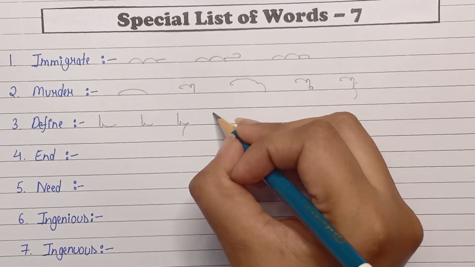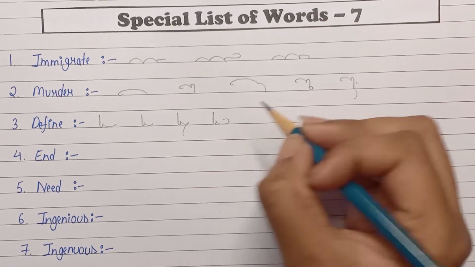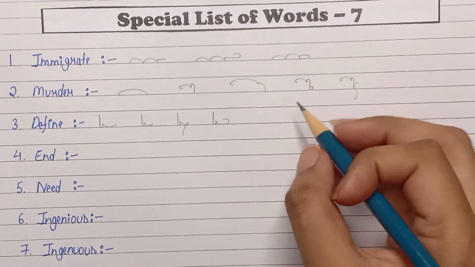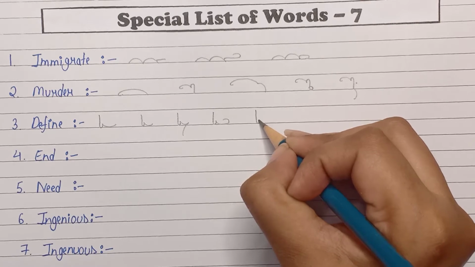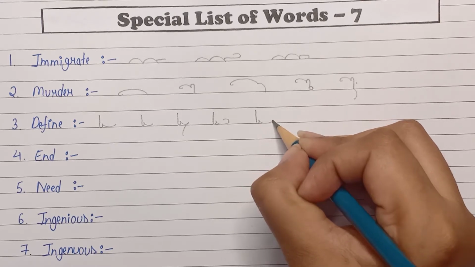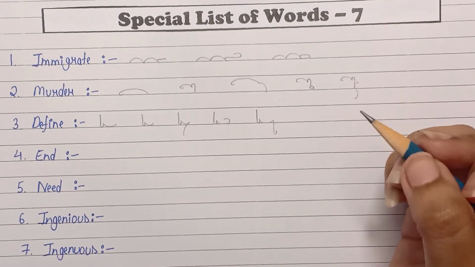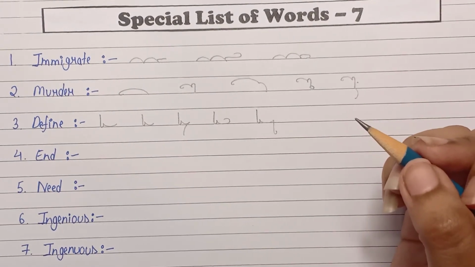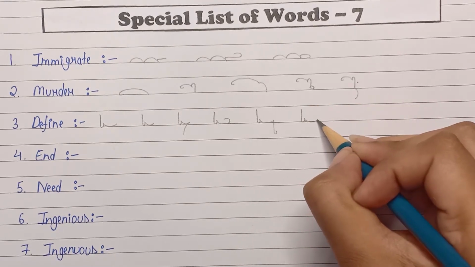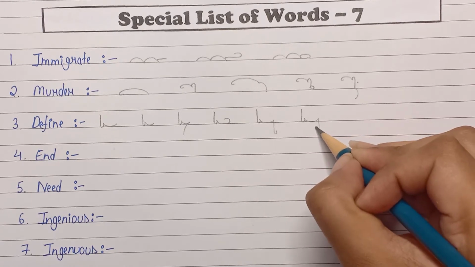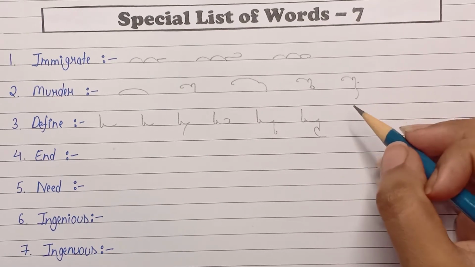Definition, then D, F, N and shun. Definition. Definitive, then D, F, N, T and V. Definitive. Definitively, D, F, N, T and VL. Definitively.